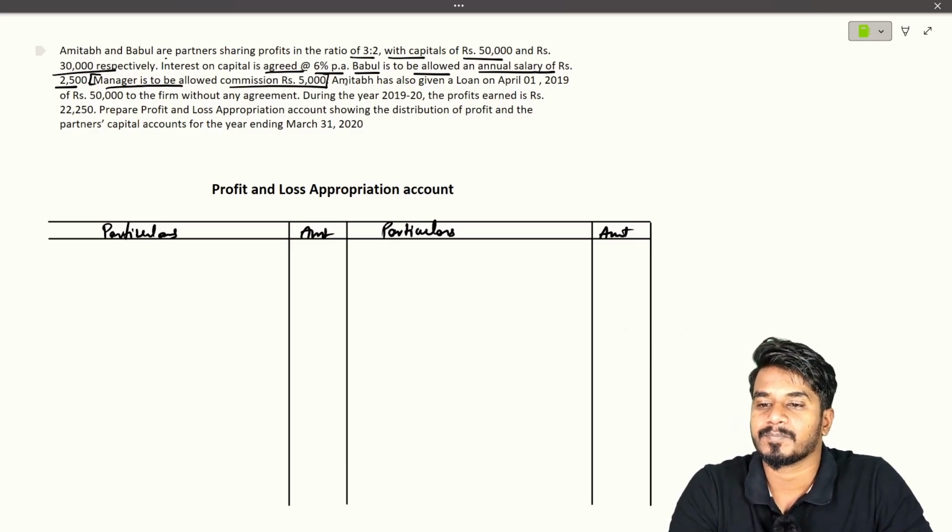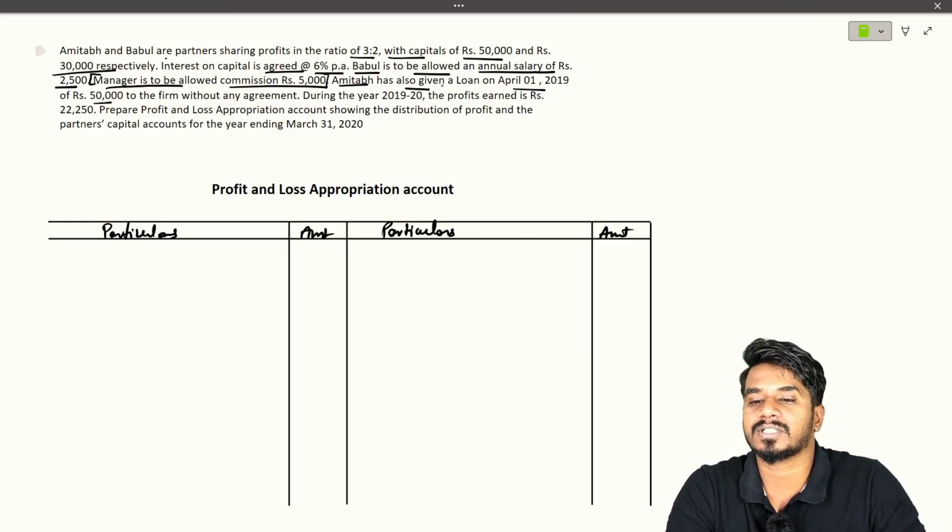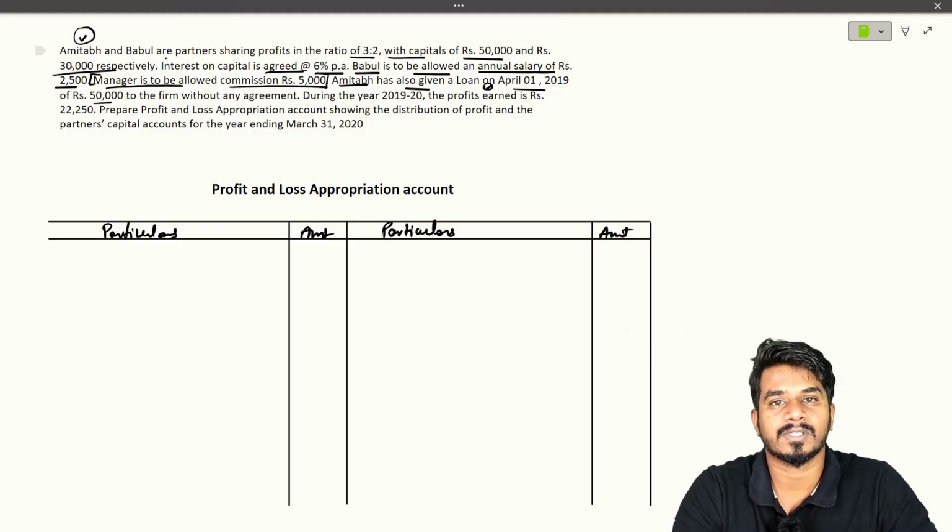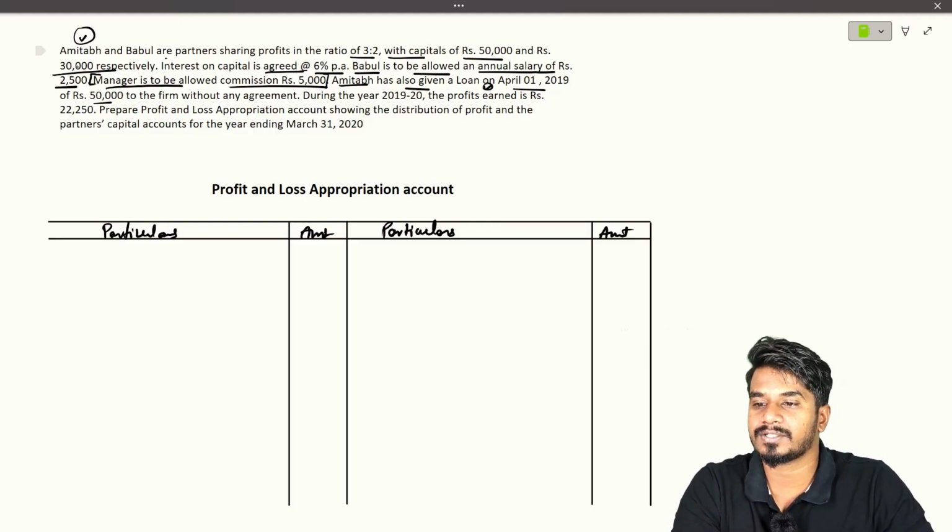Fine. Amitabh has also given a loan of rupees 50,000 on 1st April. So who is Amitabh? Amitabh is our partner only. So the firm gave some loan to the partner. Fine, understood? Yes.